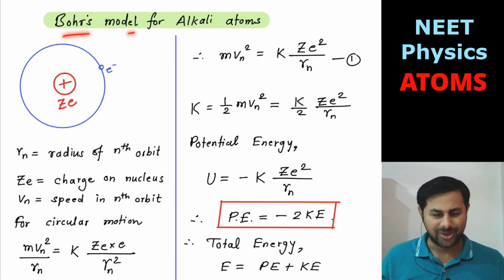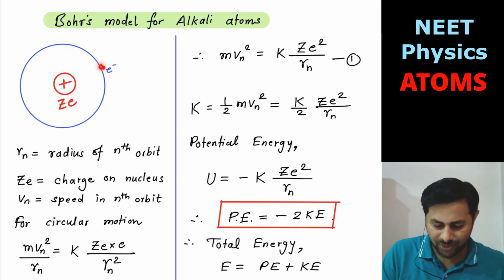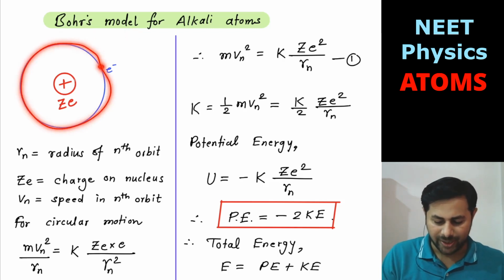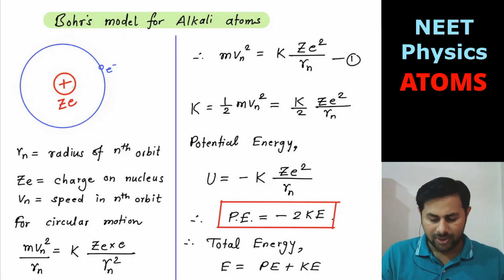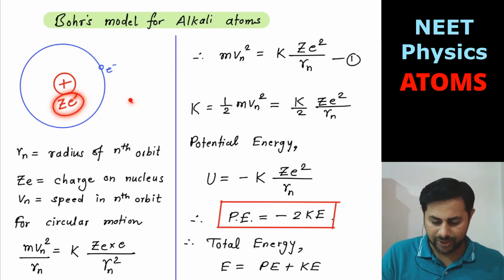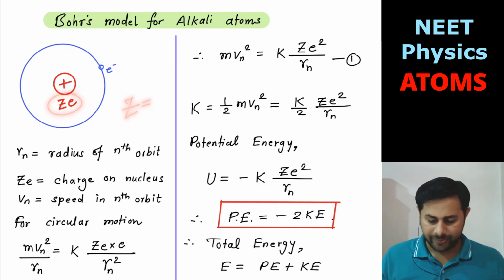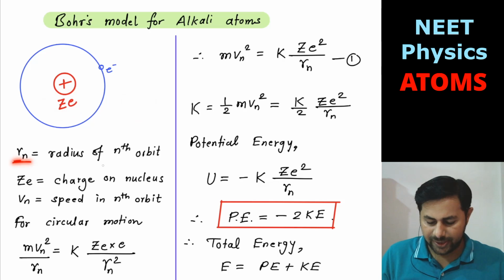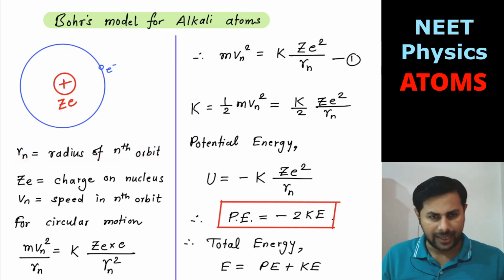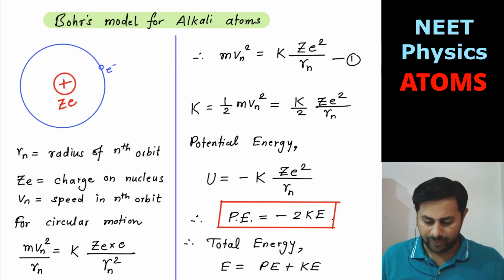So let's talk about Bohr's model for alkali atoms. So there is just one electron in the outermost orbit, and what is the charge on the nucleus? The charge on the nucleus would be equal to the number of protons in the nucleus. So suppose it's equal to Z times e, where Z is the number of protons. Suppose Rn is the radius of the nth orbit, Ze is the charge on the nucleus, and Vn is the speed of the electron in the nth orbit.